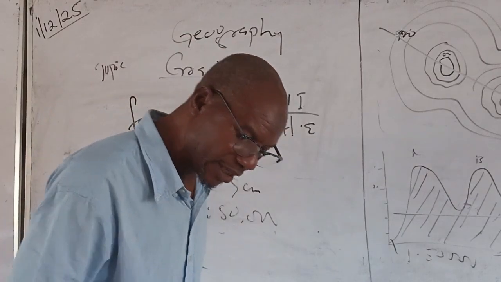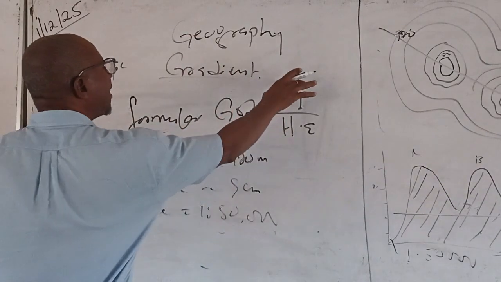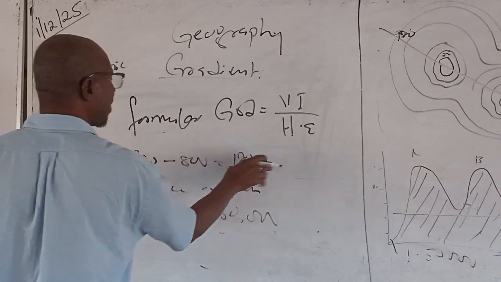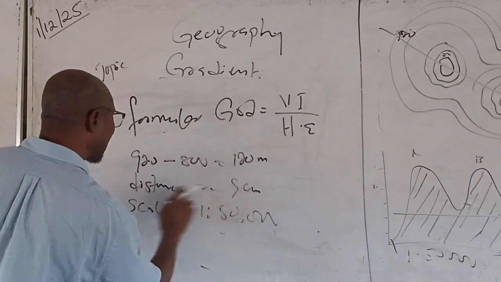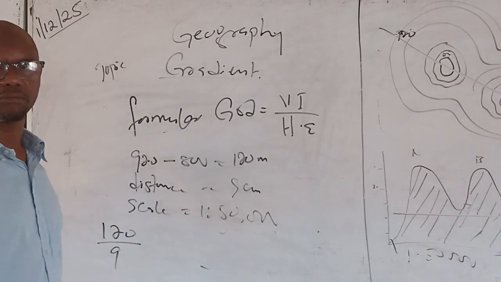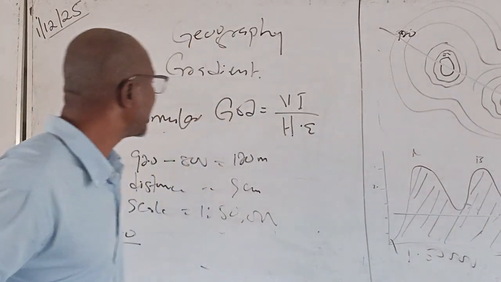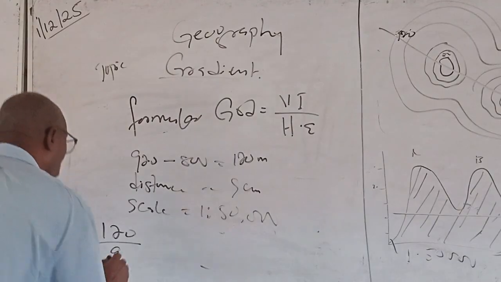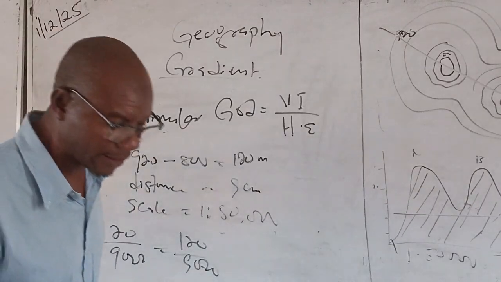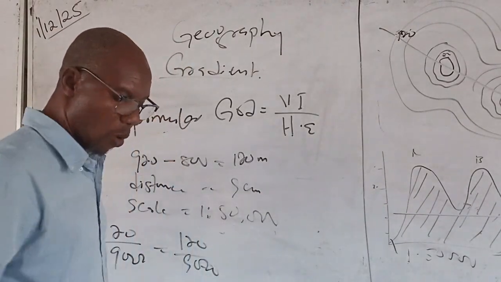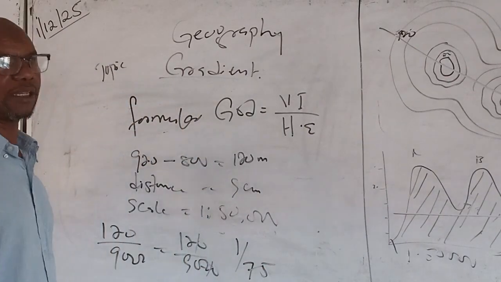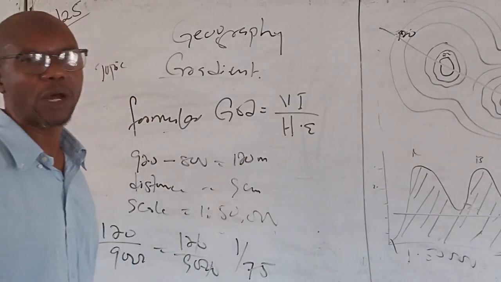Now, after that, you divide, because it is vertical over horizontal. This is vertical: 920 minus 800 is 120. Divide by what? The distance on the ground. That's 120 divided by 9. This 9 is in centimeters. Convert it by multiplying by 1,000, so 120 divided by 9,000. When you cancel it, we arrive at 1/75.